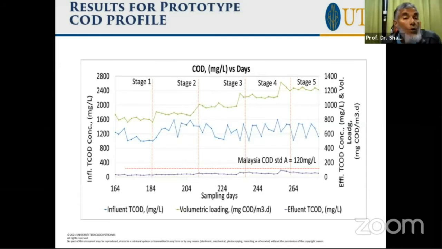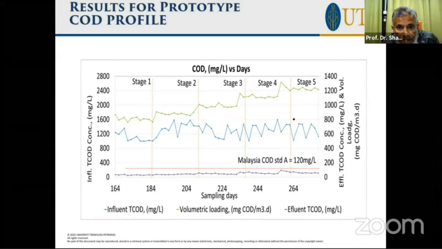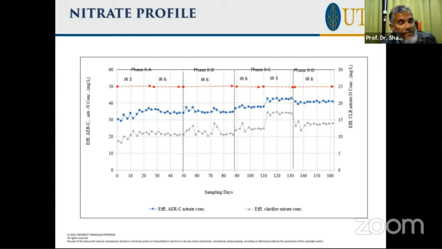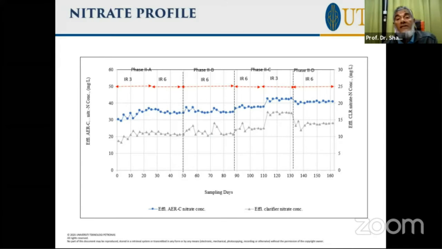These are the results for the COD. The COD is about 1,600 up to 2,400. We have tested this. This is the influent COD, and this is the volumetric loading. The influent COD is approximately 1,200, but we meet Standard A. Standard A COD. For the TSS profile and ammonia profile, the ammonia is also meeting Standard A, as well as the nitrate limits, because in this case we have introduced the anoxic tank. So we are also removing the nitrate.